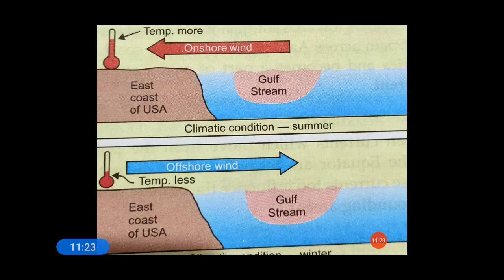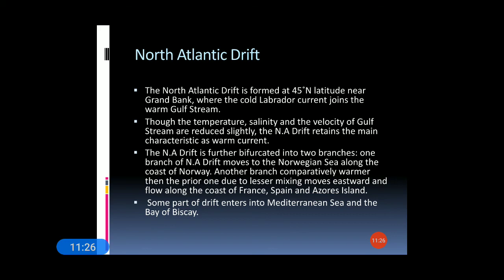Now let's see one by one. The North Atlantic Drift is formed at 45-degree north latitude, that is near the Grand Bank, where the cold Labrador Current joins the warm Gulf Stream. Generally, the meeting place of Gulf Stream and Labrador Current is the place where the North Atlantic Drift originates. From Grand Bank, it migrates up to the west of Europe.